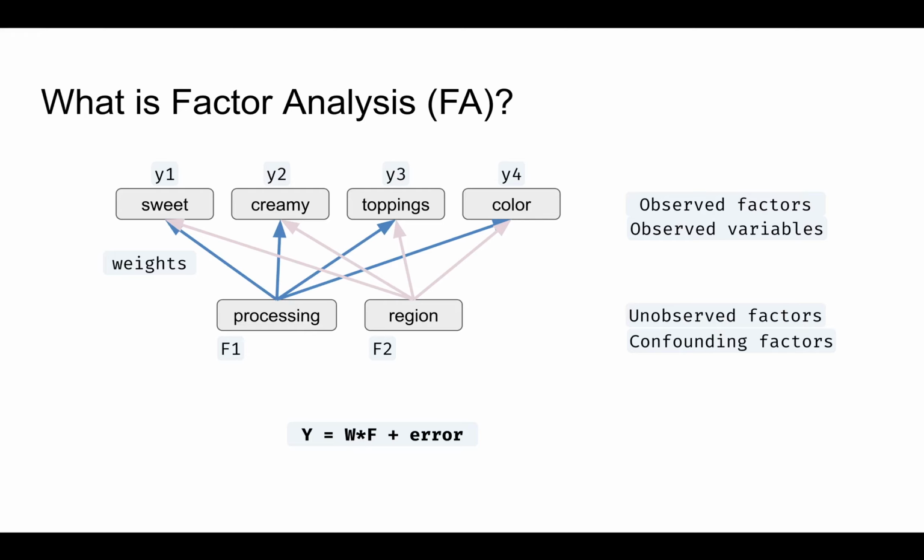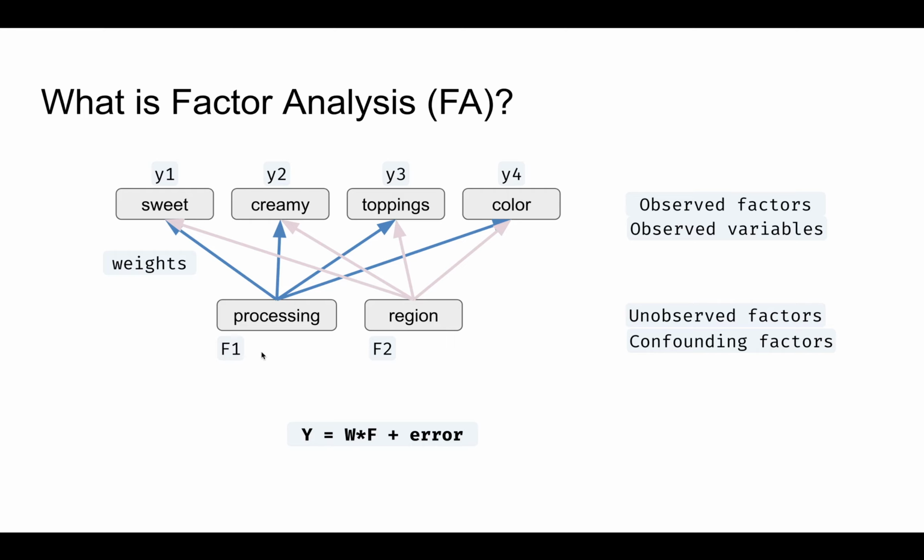Then let's look at what is factor analysis. Very briefly, let's say we have these observed factors, which is sweetness, creamy. Let's say think about this as we are talking about ice cream. Then we have how sweet it is, how creamy it is, are there any toppings, and what is the color of the ice cream. So based on this, if we are trying to find out what unobserved factors could be related to these, then that's where the factor analysis comes in.